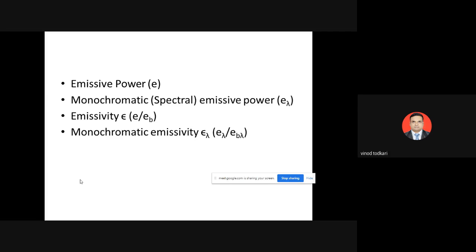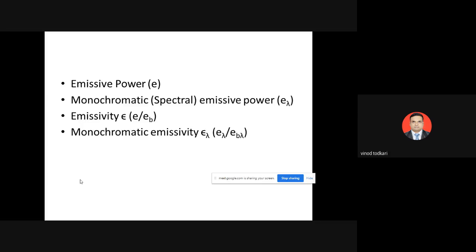Then we have seen these four simple definitions. Emissive power, the rate of emission of radiant flux at a specific temperature, is called emissive power at that temperature. Then next is monochromatic emissive power. The rate of emission of radiant flux at a specific temperature for a specific wavelength is called monochromatic emissive power, or it is also called spectral emissive power.